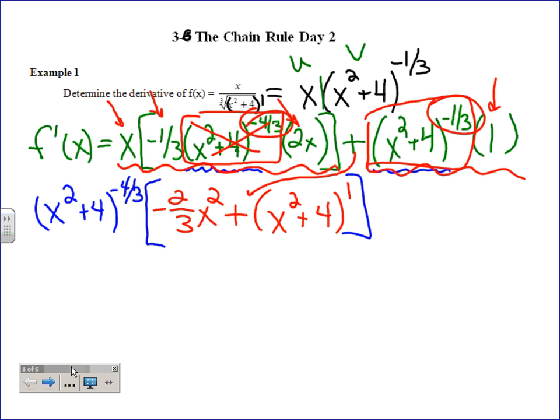Well, what do we got here? Do we really need these parentheses that I have on here with the x squared plus 4? Not really, right? So we've got a negative 2/3 x squared and a positive x squared, and there's one of them, right? So what are we really looking at there? We're looking at 1/3, right? X squared plus 4, right? What's that? I took negative 2/3 x squared plus 1 x squared. We got 1/3 x squared.